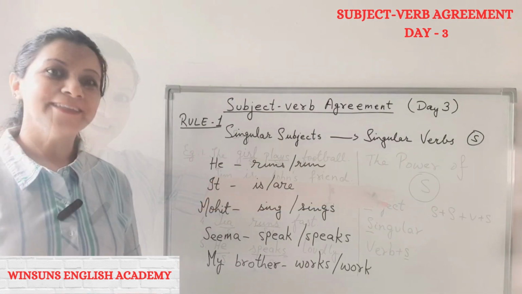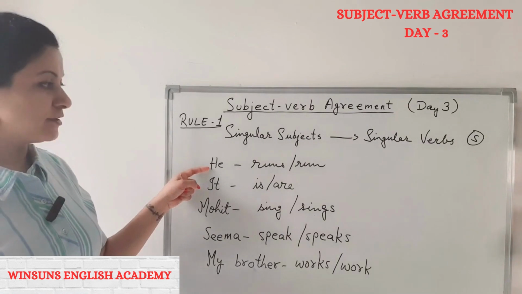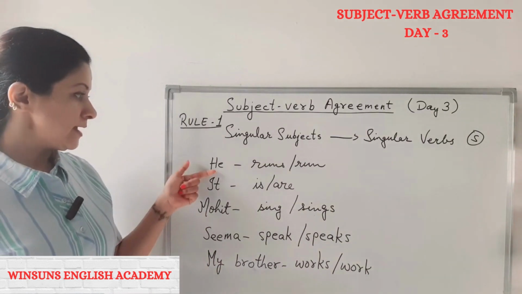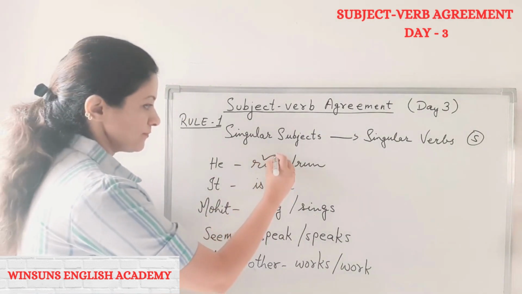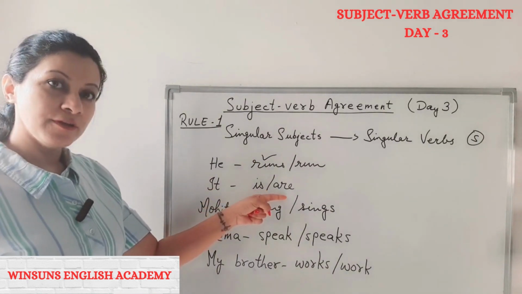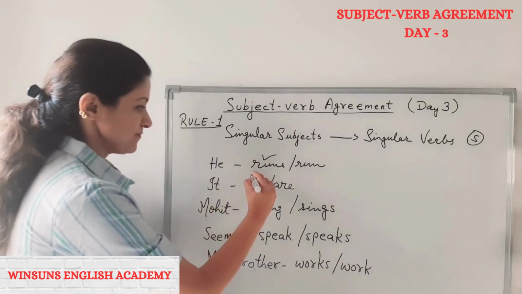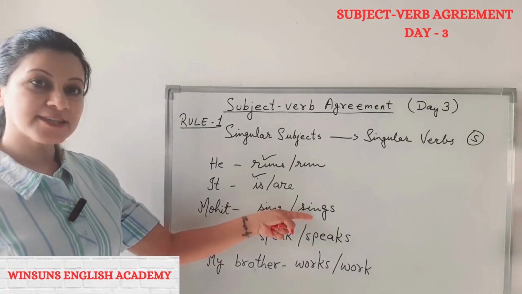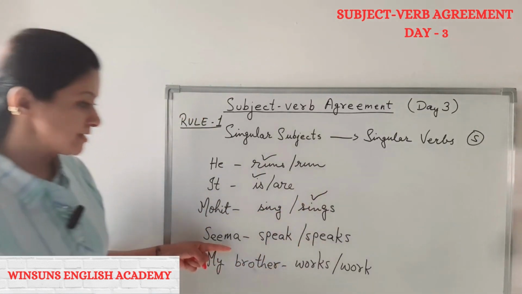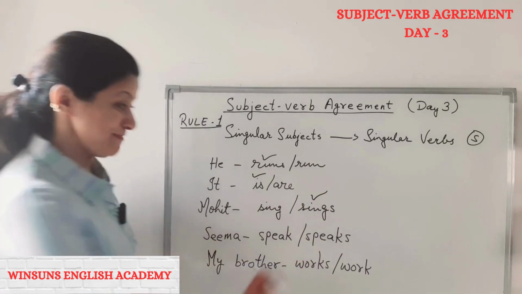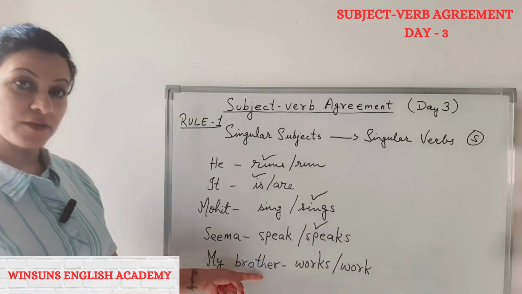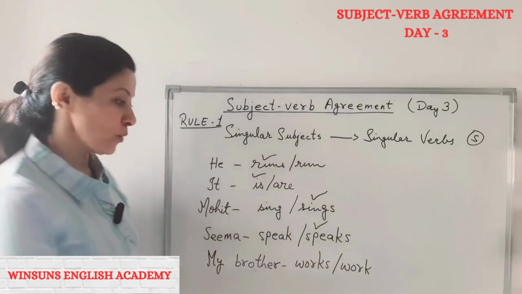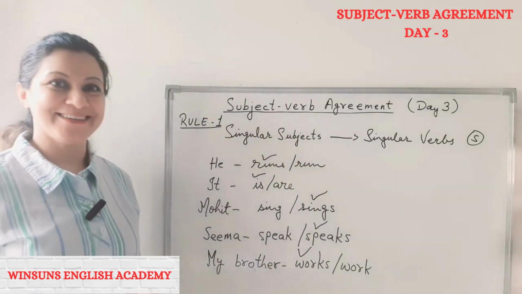Let's have a quick revision. He, singular. He runs or run? Singular verbs take S. Remember that always. Runs. It is or are? Is. Mohit sing or sings? Mohit, one. Sings. Seema speak or speaks? Speaks. Intelligent. My brother, how many? One. My brother works or work? Works.